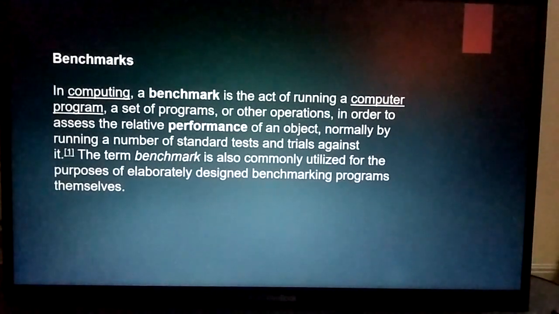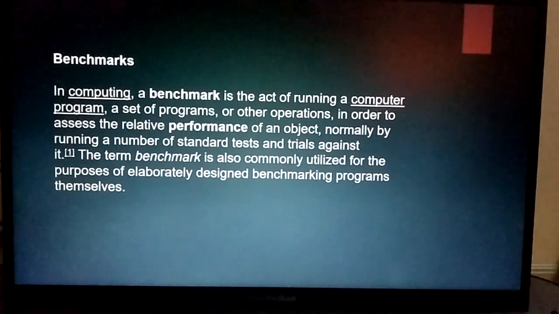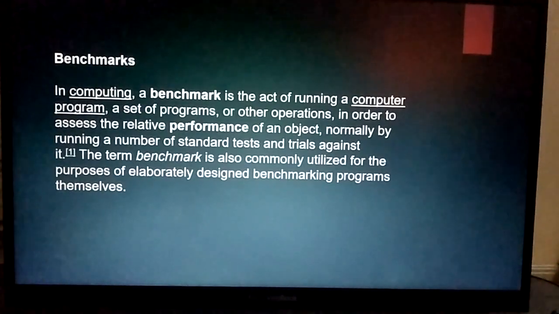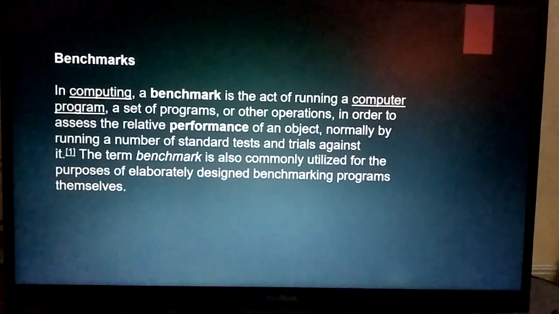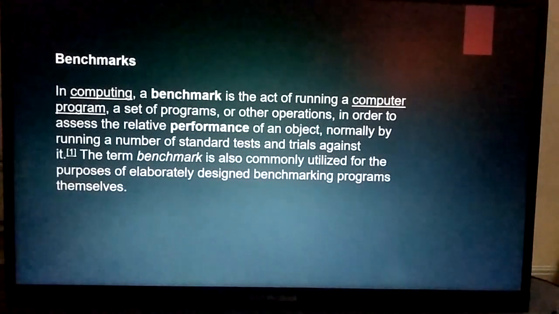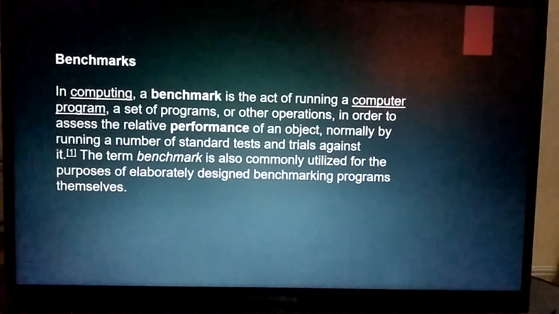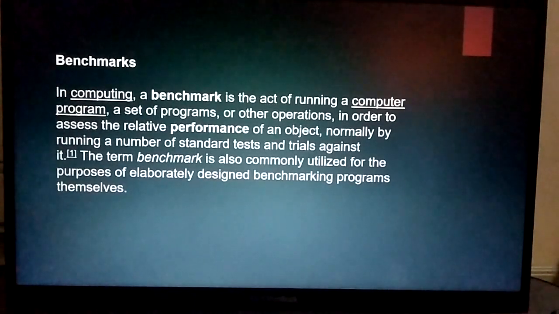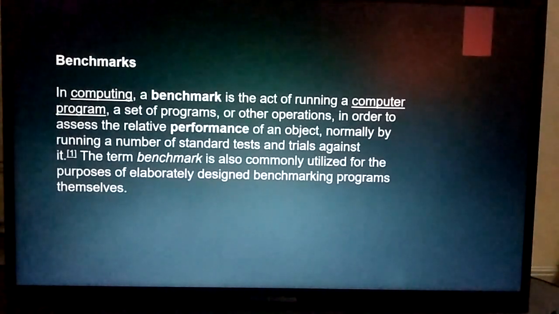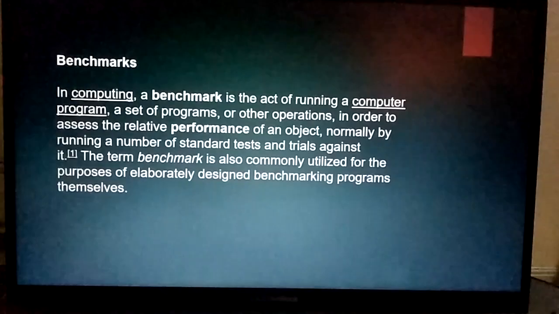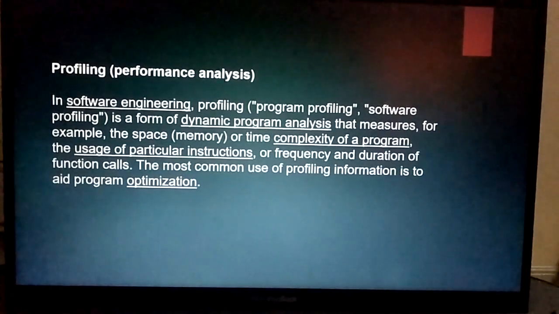Benchmarks. In computing, a benchmark is the act of running a computer program, a set of programs, or other operations in order to assess the relative performance of an object, normally by running a number of standard tests and trials against it. The term benchmark is also commonly utilized for the purposes of elaborately designed benchmarking programs themselves.